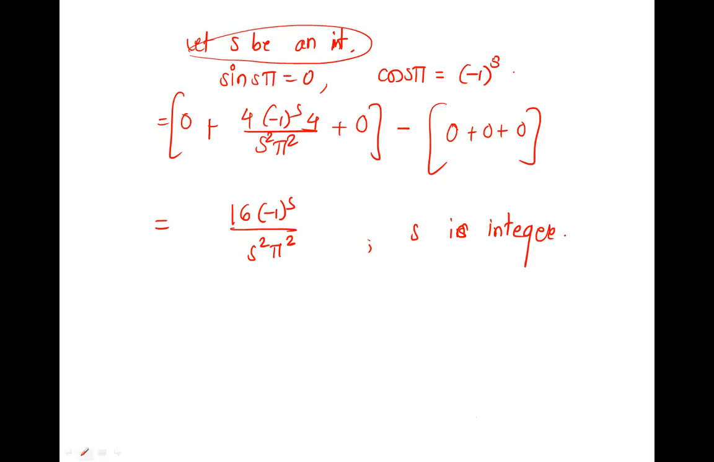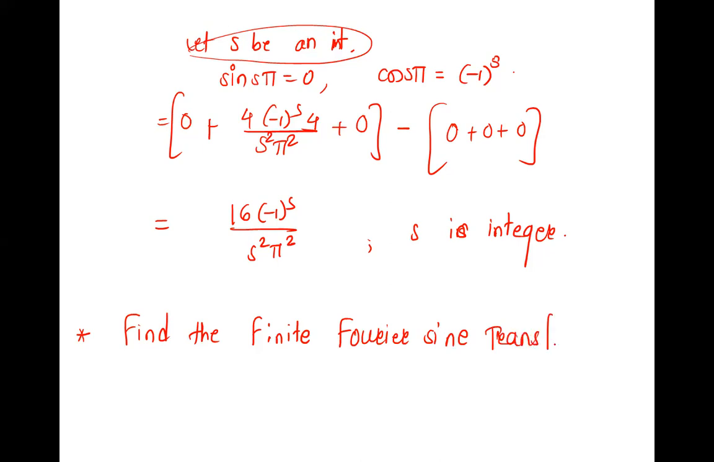Chalo. So I'll give you one homework. You can try it. Find the finite Fourier sine transform of f of x is equal to 2x on 0 to 4. Here I'll ask you to remember all the formulae. Which type of interval? 0 to L. What is L here? 4. Good. So here the syllabus ends.